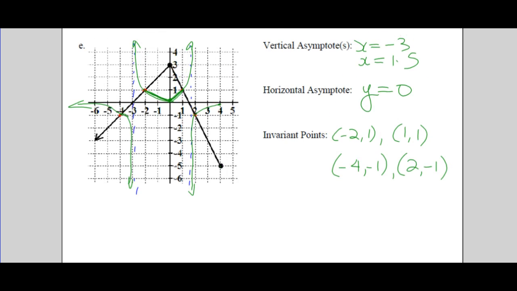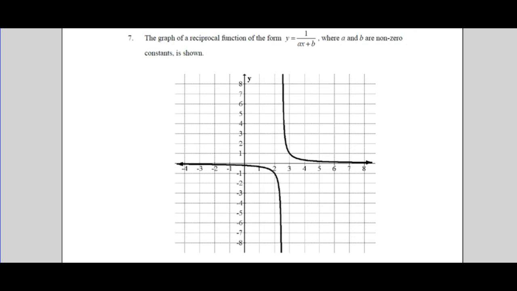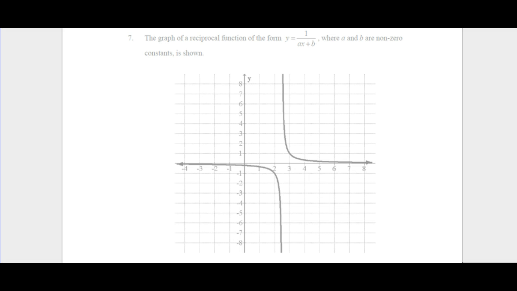All right, one more. Now, the graph of a reciprocal function of the form y equals 1 over ax plus b, where a and b are non-zero constants, is shown. What do they want us to do? Well, we made it through most of the thing. All right, what does it say? Sketch the graph of the original function. So, how do we go from a reciprocal function back to the original function? We got to think about kind of reversing the process.